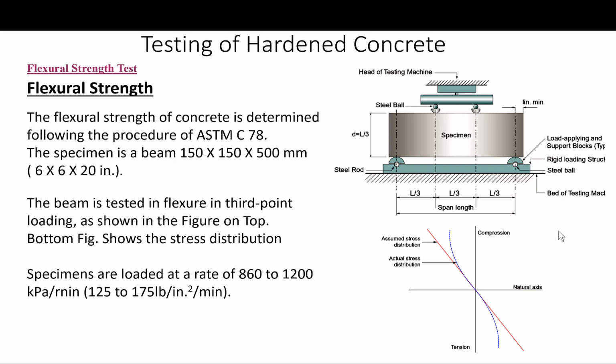If for some reason this is not the case, the specimens must be ground or capped in order to get a plane testing surface. Also, if that's not possible, they can be shimmed in order just to level them. Many things can be done, but this is a standard test, so the procedure of ASTM has to be followed exactly. After that, the specimens are loaded at a rate of 860 to 1200 kilopascal per minute, as you can see in this arrangement.